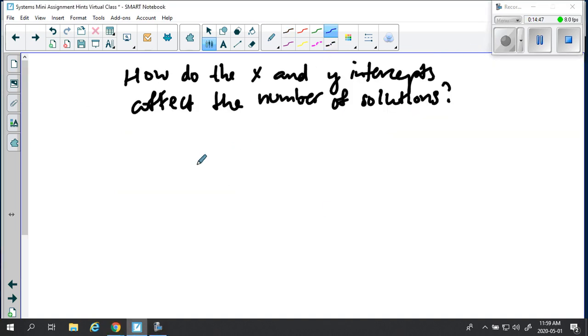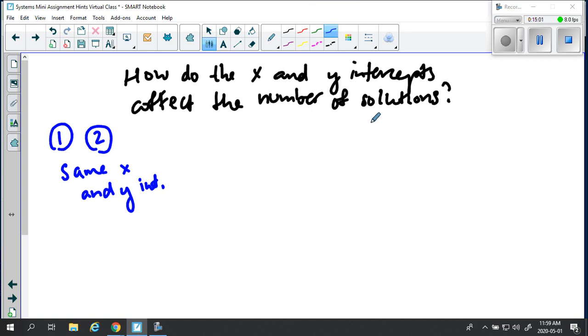How do the x and y intercepts affect the number of solutions? So let's say that I have equation 1 and I have equation 2, and they have the same x and y intercepts. What does that mean about those two lines? Let's draw a picture to try and figure out what this means. So here's my coordinate plane. And here's my first equation in red. I've got some x-intercept here, some y-intercept here, and I'm going to draw my line.